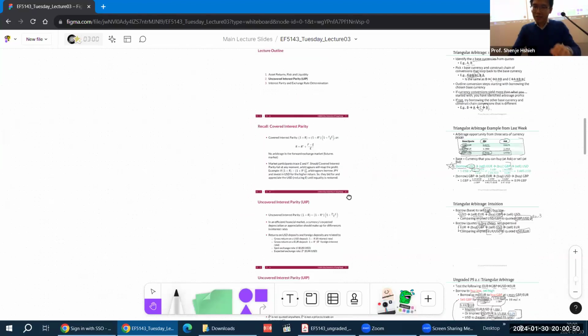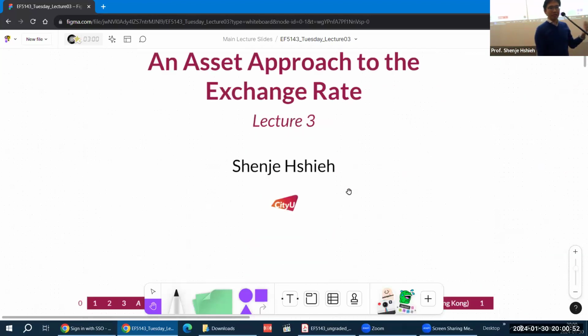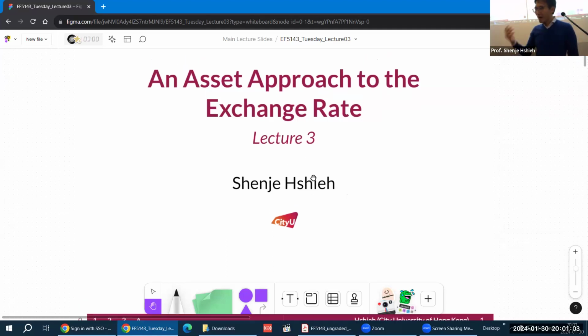All right. So today's lecture, an asset approach to the exchange rate. Asset approach just means we are thinking about pricing exchange rate like a return on an asset, like stocks and bonds. And so when we think about asset pricing, we have to think about expected returns, just like stocks, expected returns. Stock returns are risky, right? Dividend payments are unpredictable. Same idea here.